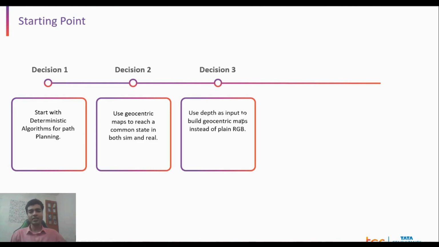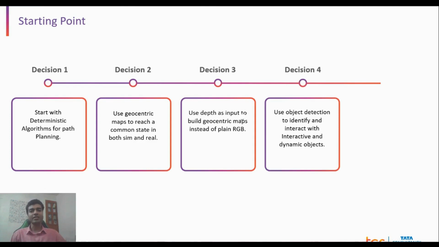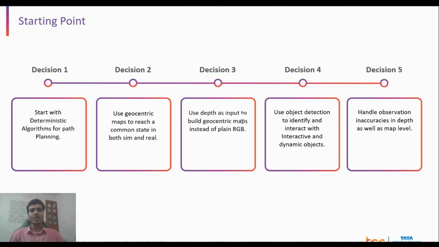And penultimately, we also had to find out a way to decide on rules or differences between the static scene and the objects in the interactive scene or the dynamic scene. And hence, we used object detection to make that inference. And we used YOLO for that to detect and interact with them. And finally, when we came to real images and real depth, we had to find out a way to filter the depth and make the scenes comparable to the simulation scenes. And hence, we handle these inaccuracies not just at the depth image level, but also at the map level.